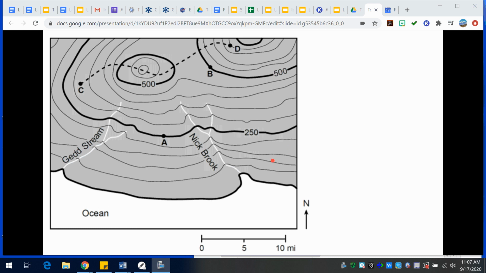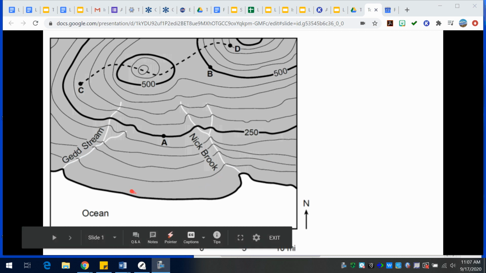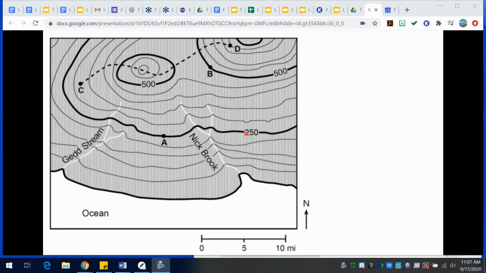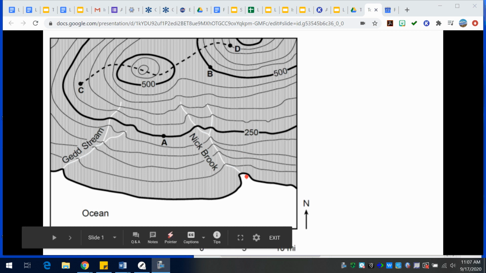Okay, so here we have a topo map, and it shows a couple of streams, shows the ocean. So this right here is the shoreline. That's a 0, okay? So 0 feet above sea level. And then if I'm trying to figure out elevations, there's always going to be some benchmarks. This is 250. So if this is 0 and this is 250, you can start to work out and try to figure out. You can take some guesses.